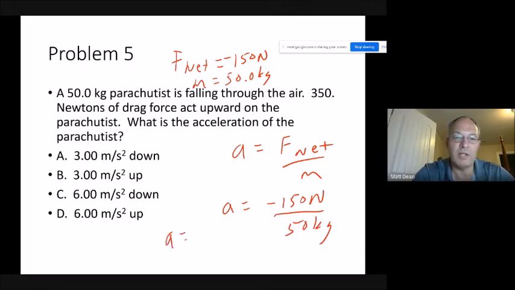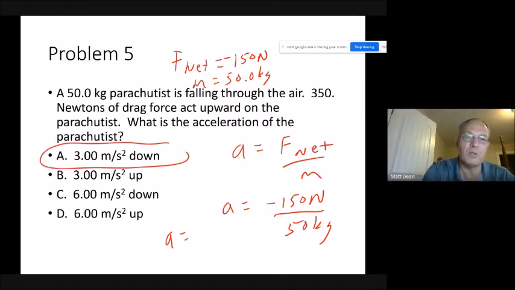And we'll end up with an acceleration of negative 3 meters per second squared, or 3 meters per second squared down. And you can write that either way. You could write negative 3 meters per second squared, or you could write 3 meters per second squared down. Both are correct answers. Both show magnitude and direction.